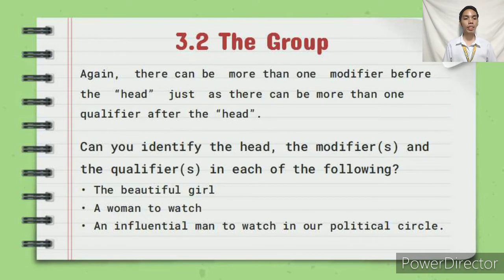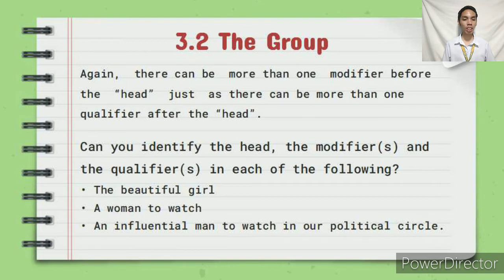Again, there can be more than one modifier before the head, just as there can be more than one qualifier after the head. So let's take a look at these examples. The beautiful girl. In this sentence, the and beautiful are the modifiers, and girl is the head. Next, a woman to watch. In this sentence, the modifier is a, and then woman is the head, and to watch is the qualifier.